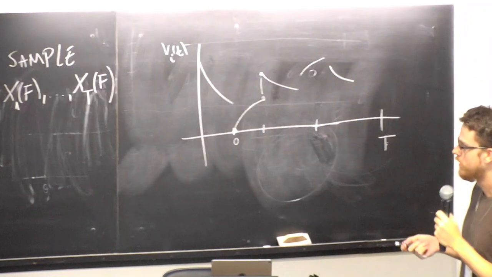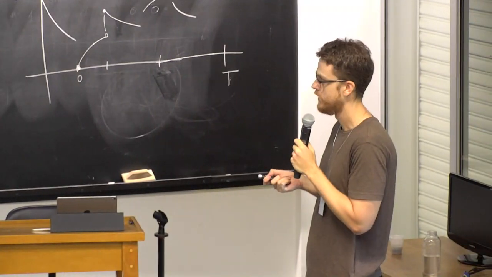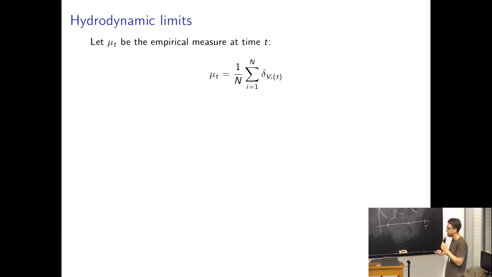So usually how this is done, we define, as we do in probability or statistics, the empirical measure. Okay. So the empirical measure at time t is just 1 over N, then the sum for each i up to N, where I give mass 1 over N at the position V_i(t), okay?